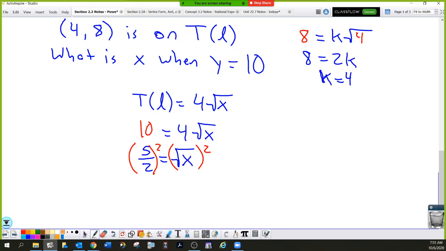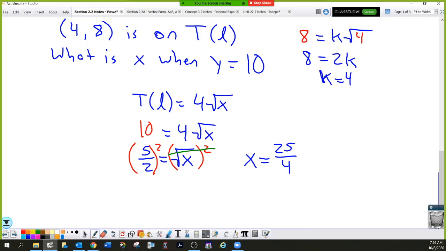No pluses or minuses required here. Remember, x must be a positive number in order for it to be a power function. And it wouldn't matter anyway, because you only get pluses or minuses when you cancel a square with the square root, not the other way around. So this would tell us that x equals 25 over 4.